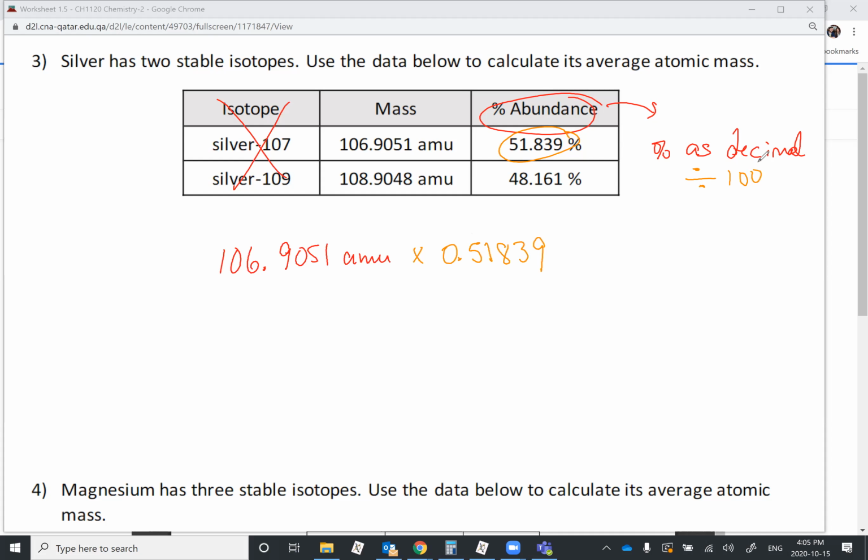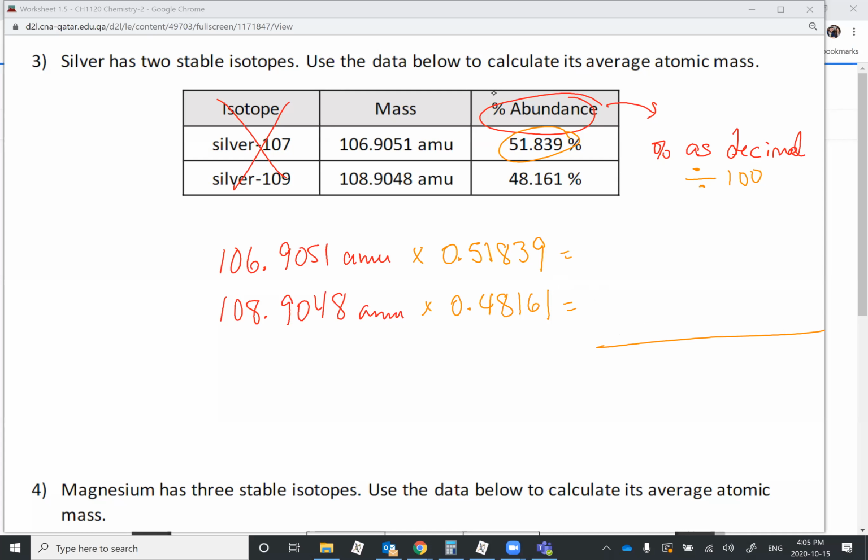Okay, cool. Let me do it again for the next line. 108.9048 AMU. Sorry guys, I multiply it by 0.48161. I'm going to get my answers and I'm going to add them up. Okay, that's it. Easy. I don't like saying the word easy, but this is a pretty straightforward method. And I'm going to take a minute as well, guys, to talk about significant figures.